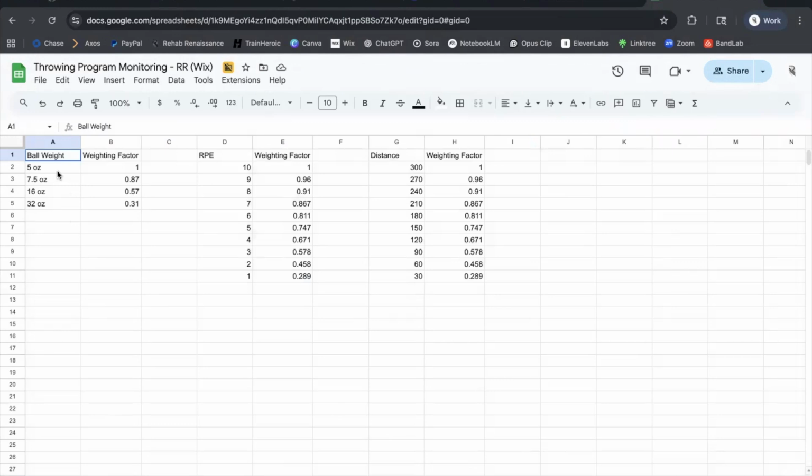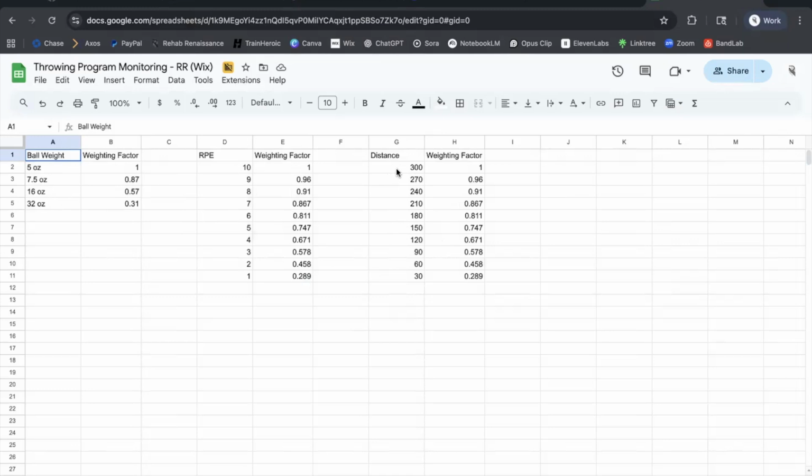So we have all the different ball weights here between 5 ounce, 7.5 ounce, 16 ounce. If you have someone throwing a football, it's also going to be right around that 16 ounce mark. And also the 32 ounces have the associated weighting factors for the balls there. Also, we have the same thing with our RPE from 1 to 10 and the associated weighting factors. And lastly, we have distance and their associated weighting factors.